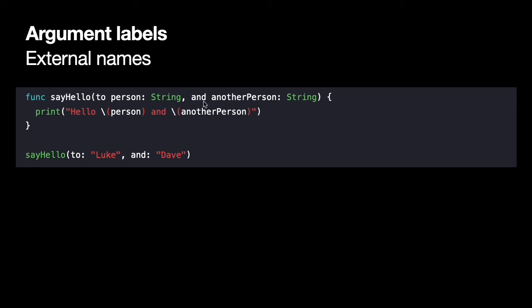Likewise, for the second parameter, the external name, argument label, is and, and the internal parameter name is anotherPerson. That way, when we're writing our function, we can print hello, person, and anotherPerson. Those labels are self-documenting. Meanwhile, externally, we can call the function say hello to Luke and Dave, so the whole function reads off in a very swifty manner.